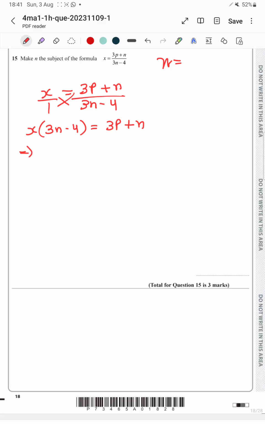If I expand the brackets on the left side, it will be 3nx minus 4x is equal to 3p plus n. From here, because we have to make n the subject, I will collect the terms containing n on one side. So 3nx minus n is equal to 4x plus 3p. I took this 4x to the other side, or you can say add 4x on both sides.